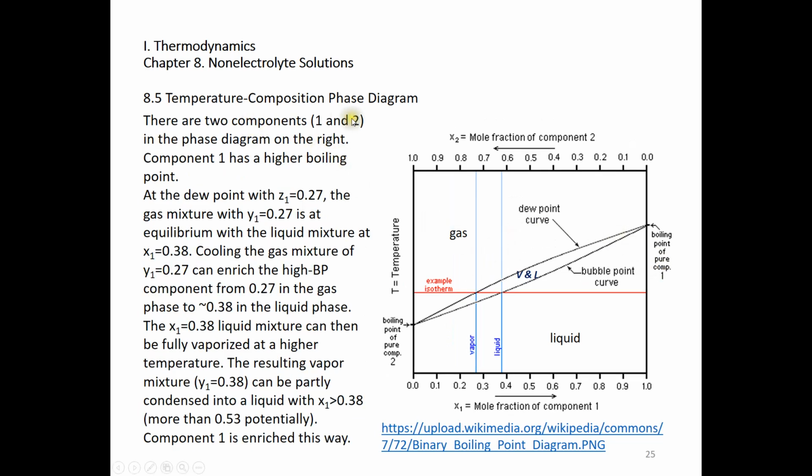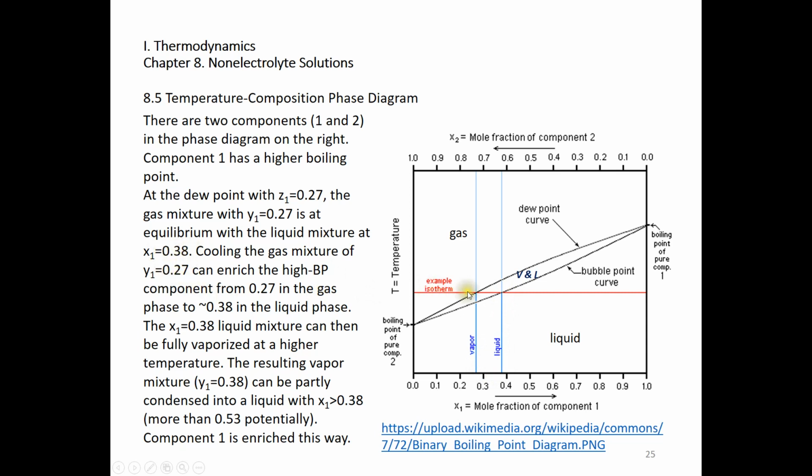Again, we have two components in this phase diagram, with component 1 having the higher boiling point and component 2 the lower boiling point. Now we have some analysis, as I mentioned, at the dew point with Z1 equals 0.27. There's the dew point, and at the dew point, the gas phase is at equilibrium with the liquid phase right here, and in the liquid phase we have x1 equal to 0.38. 0.38 is greater than 0.27.